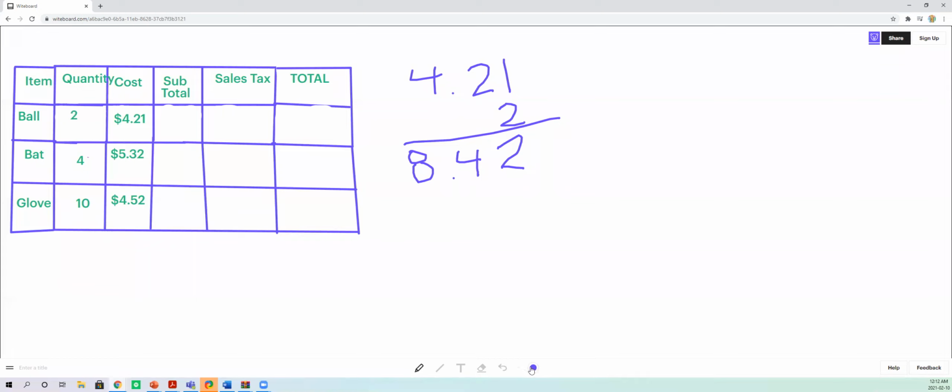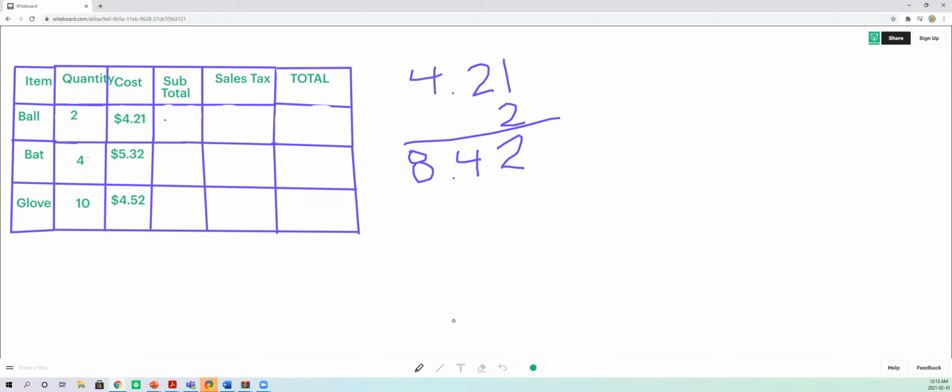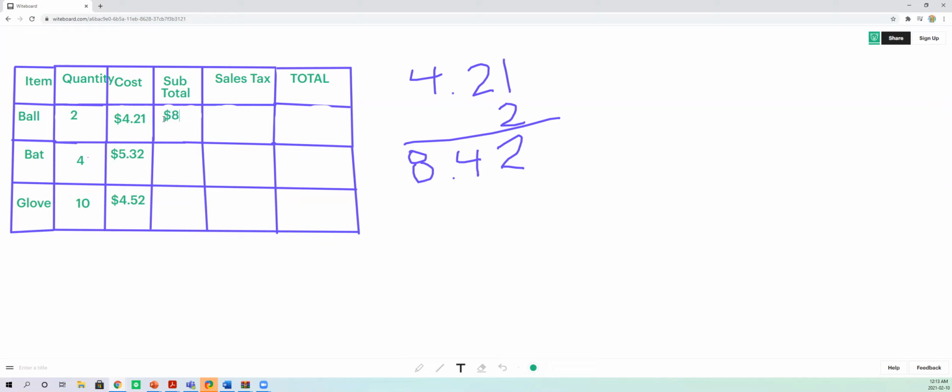Okay, so we have our subtotal being $8.42. Oops, sorry about that. So $8.42. And now we have to figure out the tax rate, the sales tax. And I did not give you a rate yet, so I shall assign the same tax rate just so we can keep things consistent. So our tax rate on this is 5%. So go ahead and calculate the sales tax on the 2 balls.